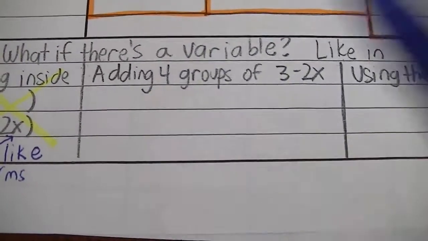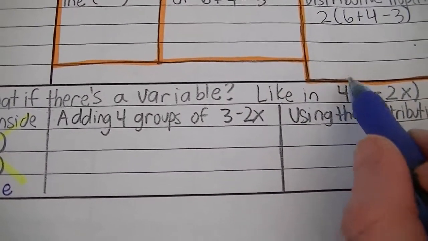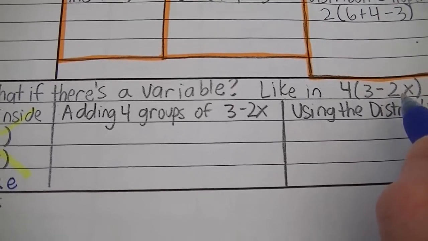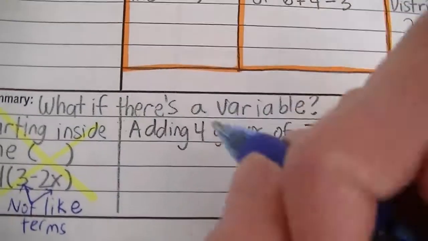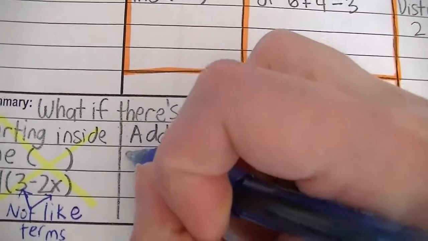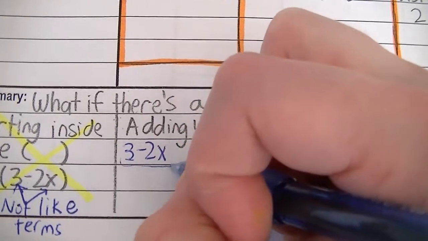You are able to add 4 groups of 3 minus 2x, okay? This means adding 4 groups of this quantity. So let me go ahead and show you that, okay? Write this down. So 3 minus 2x. Okay, there's a group of it right there.